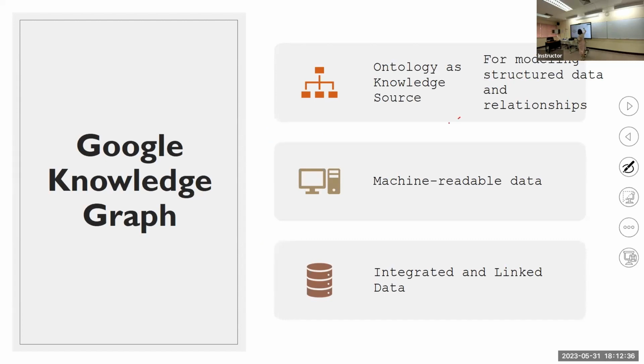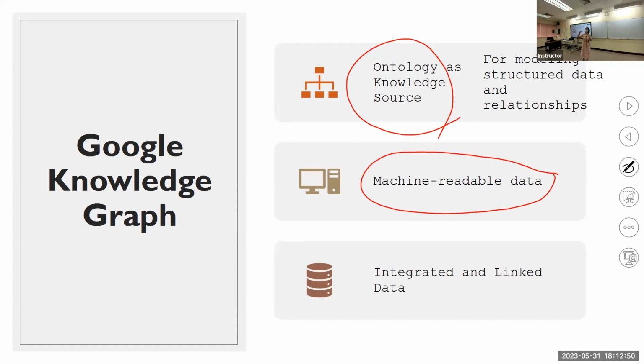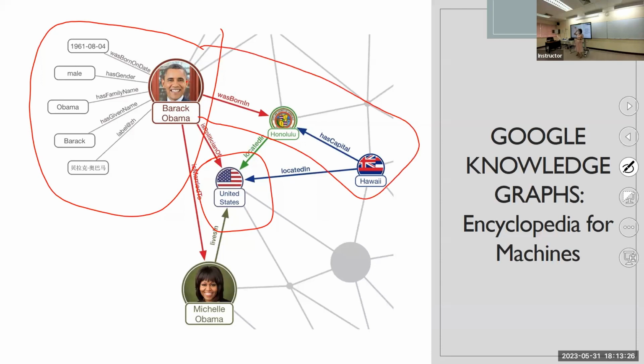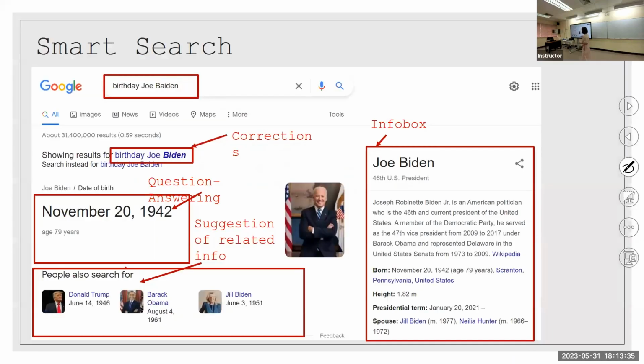So behind Google Knowledge Graph is ontology as the knowledge source to model structured data and the relationships behind them. It's available in machine readable format that it can be rendered and presented to human for human consumption. But underlying, it has to be in the form that Google, the machine, the application can understand, can process. And it's in the form of integrated and linked data, because like this, as you all see, even you talk about Barack Obama, it will be related to a country. It may be related to a city. It may be related to another person, and so on. They all are linked and can be integrated.